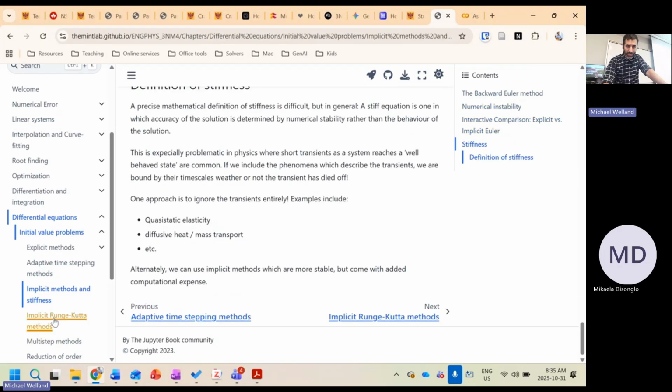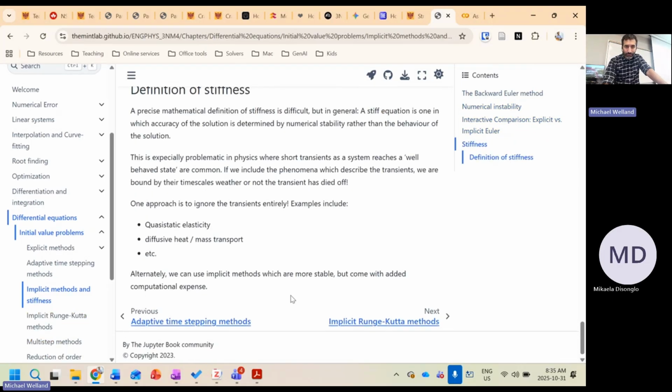Deals a lot with stiffness. Stiffness itself is very hard to define. It's one of these concepts like the pathological functions. There's a lot of competing answers to it, of what this thing is. Generally speaking, it's why a difficult problem is difficult to solve, which is super not helpful.